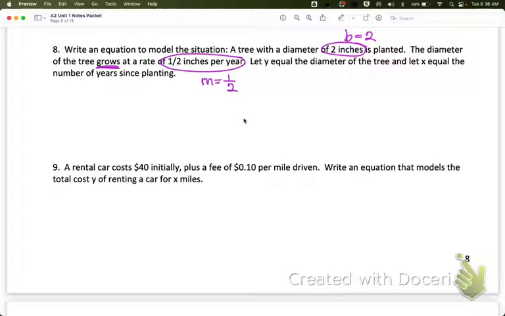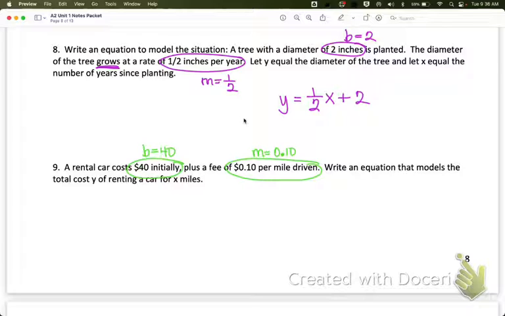It says let y equal the diameter of the tree and let x equal the number of years since planting. So the formula to find the diameter, y, is going to be equal to the rate, 1/2 inches per year, times x, which is the number of years, plus the initial value, 2. Number 9 is very similar. Look for your initial value and your rate. I'm going to pause here for just a second, see if you can write down what that would be on your own.